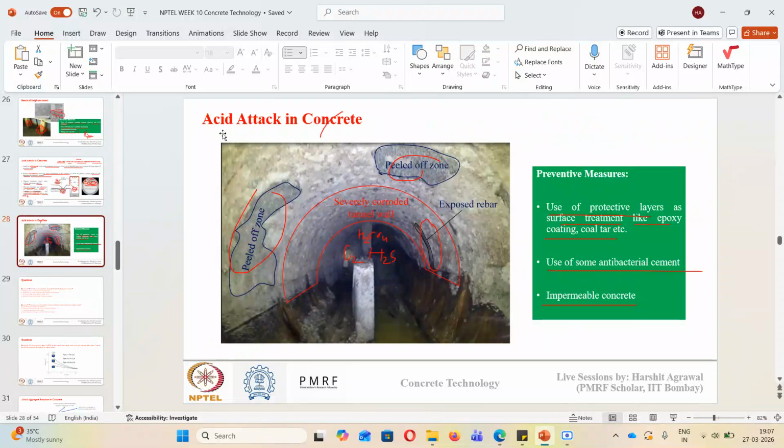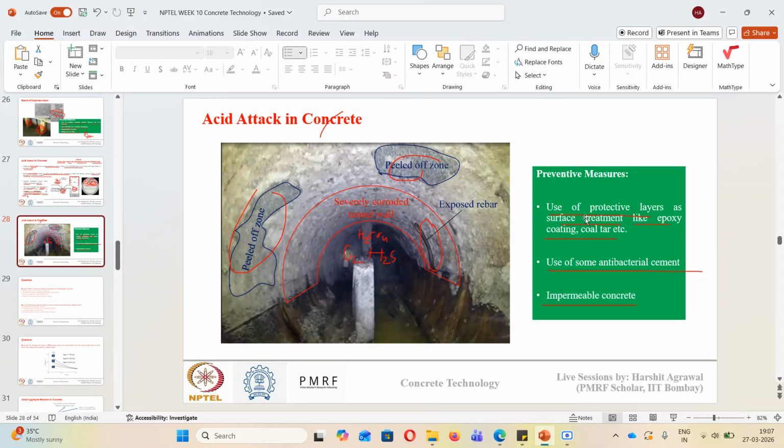Okay. So, on this slide, you can see the end result of acid attack. There is peeling off of concrete lining, and there is exposed rebar coming to the surface, all because of sulfuric acid reacting with the concrete.